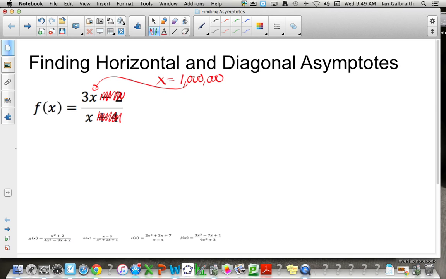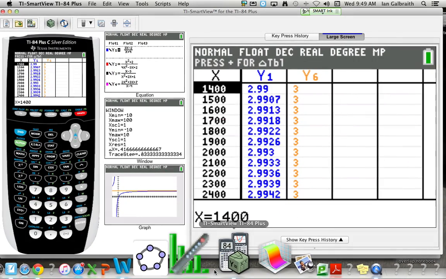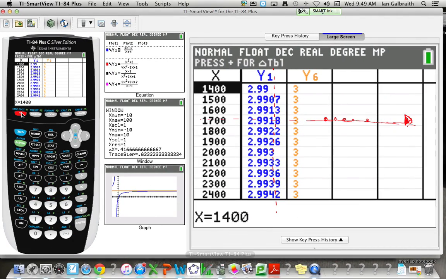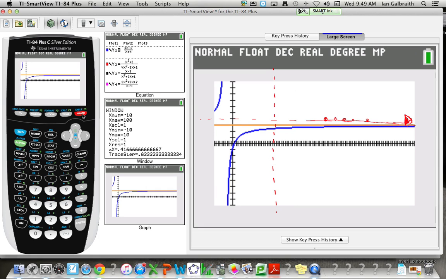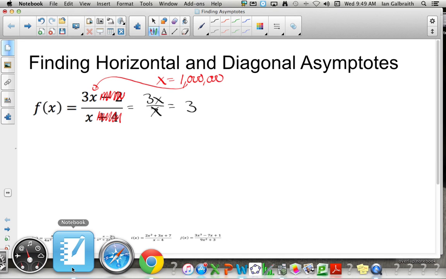So what this whole thing simplifies to is 3x over x. And of course the x's cancel, and guess what we get? 3. Where was that 3? It was our asymptote. Right there. The orange line was our asymptote. 3.